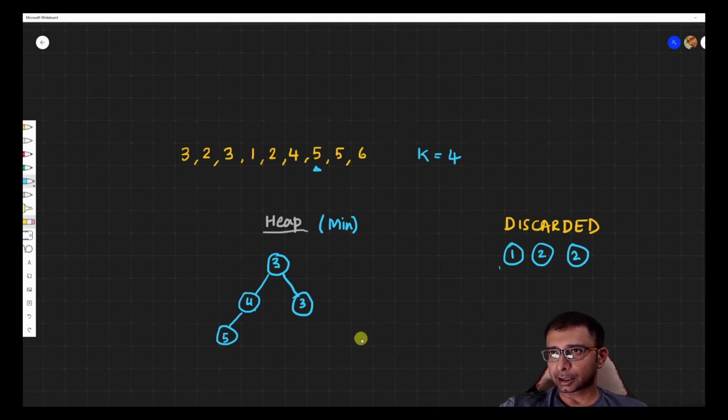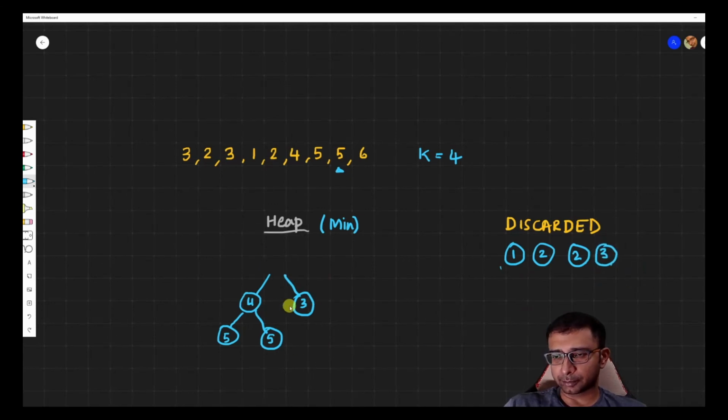Then we get another 5 over here. Our pointer moves on to the next element, which is also a 5. So we put the 5 over here, and again since it is exceeding the size, we discard the root node, and we check who can become the parent. Here 3 can become the parent. This 5 over here can come to this edge. So our heap looks something like this. Then we move on the pointer.